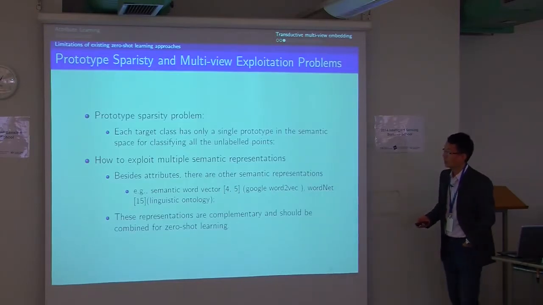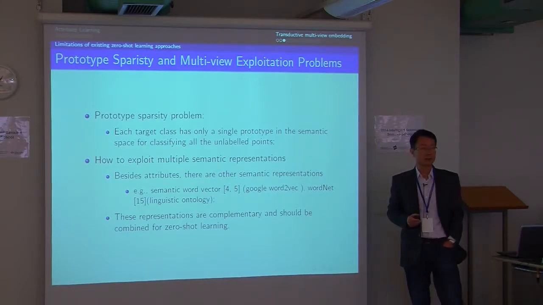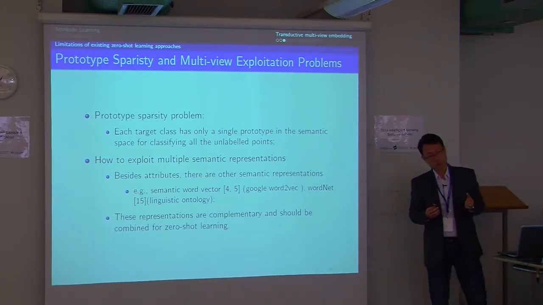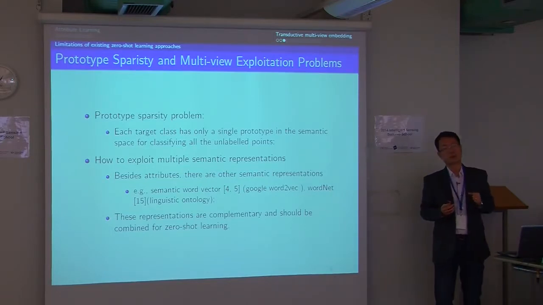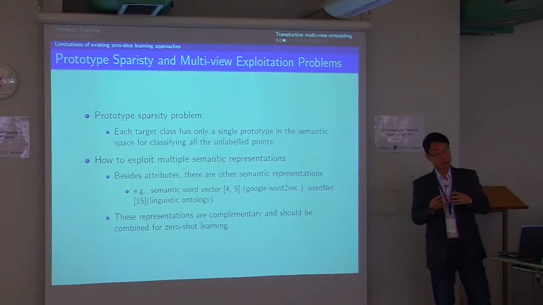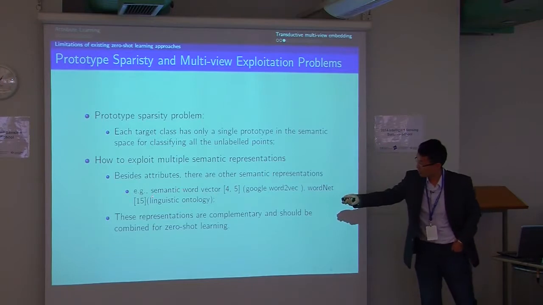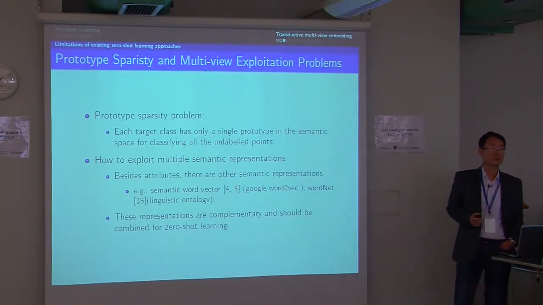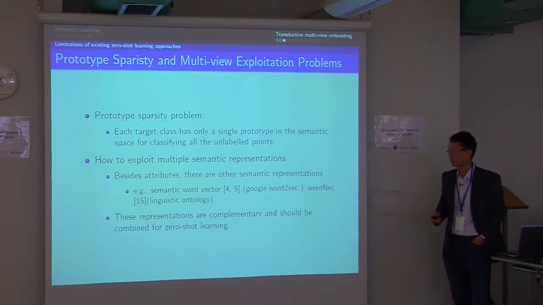The third problem is how can we explore multiple semantic representations? So far we only talked about attributes. Attribute is one way to describe a new class. There are actually many other ways we can use to describe a class. For example, recently there's a very powerful model called the semantic word vector space. This is done by the Google people, and they have this model called word vector.